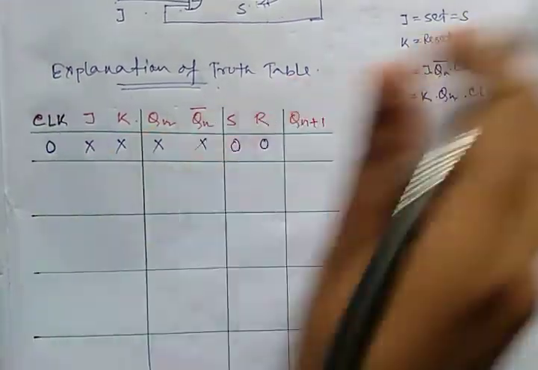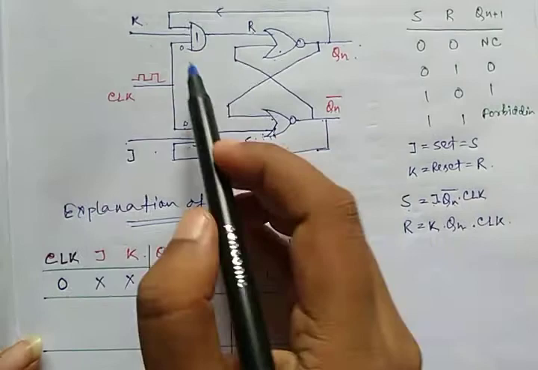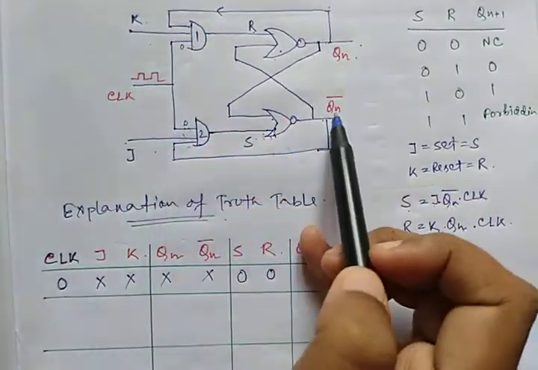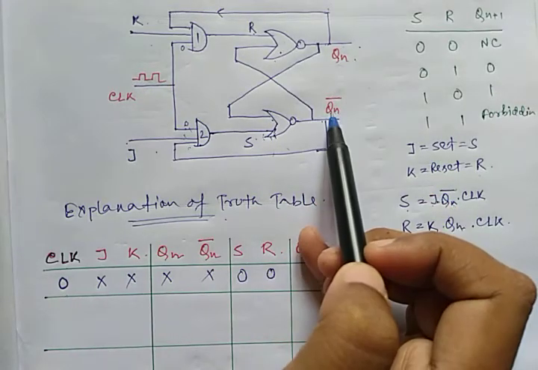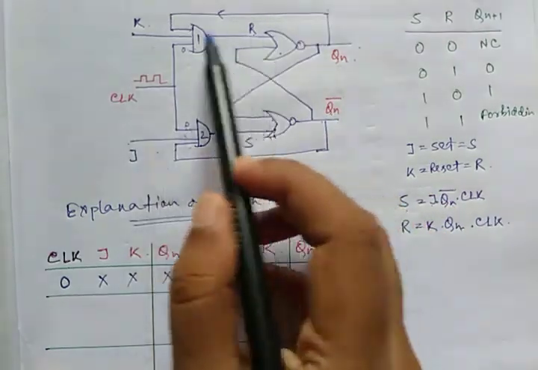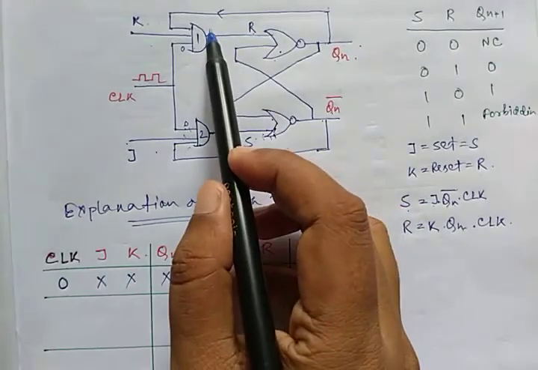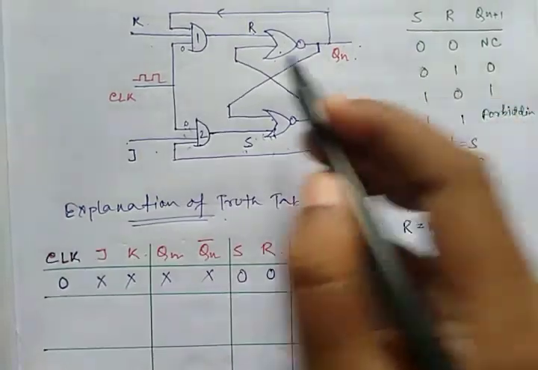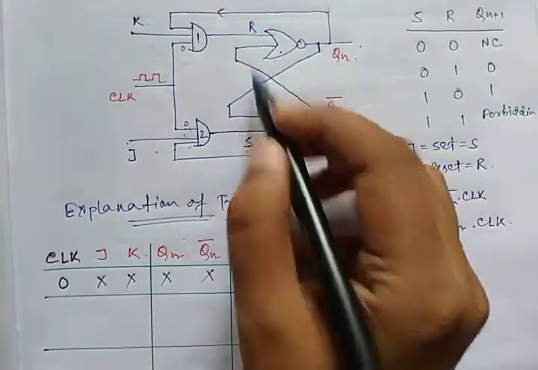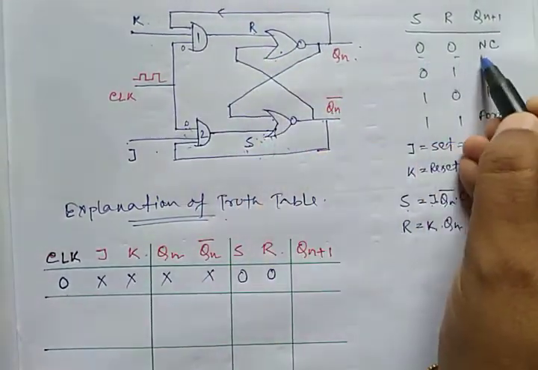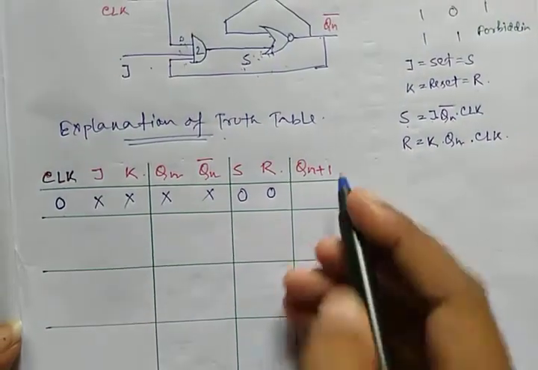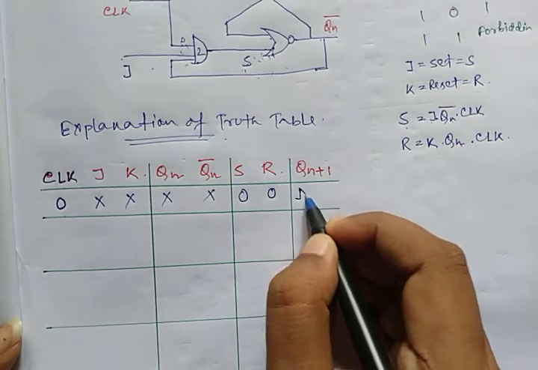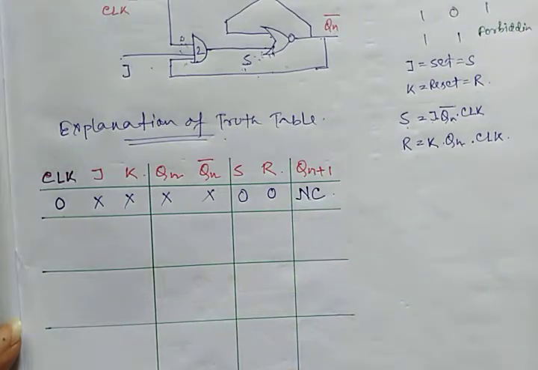That means when clock is 0, it does not matter whatever be the value of Qn bar, J, K, the output of it is 0. So R and S both are 0. At R and S both 0, this is an SR latch. So as an SR latch, when both are 0, it is no change. So we can get the next state, Qn plus 1 means next state. We can write here as no change.